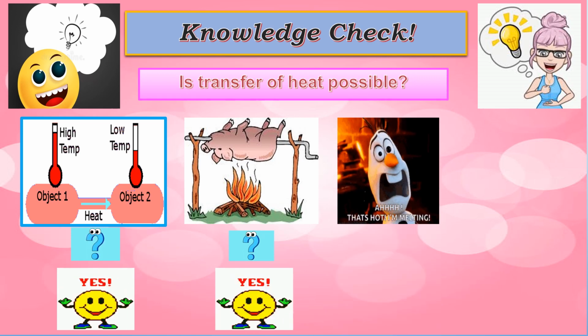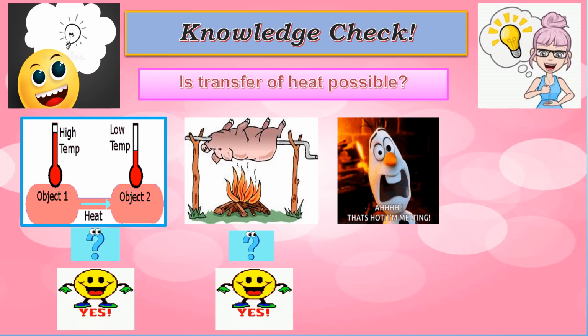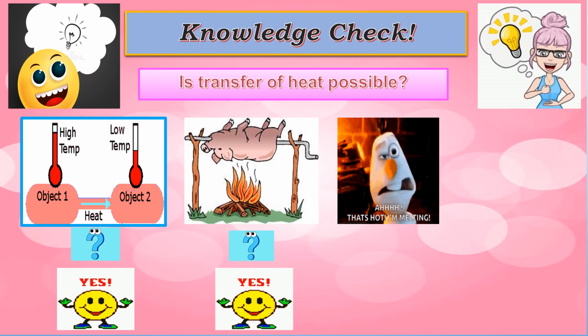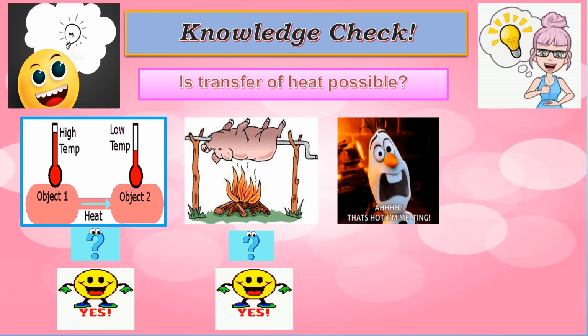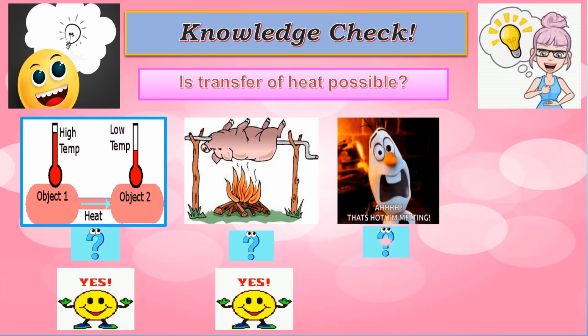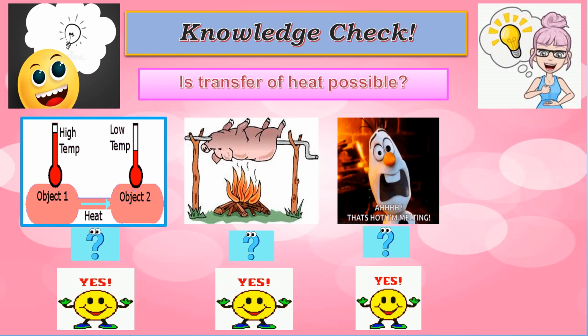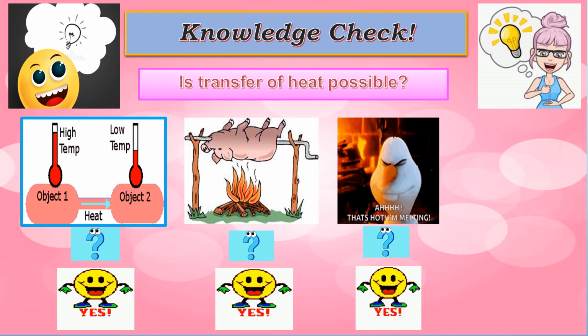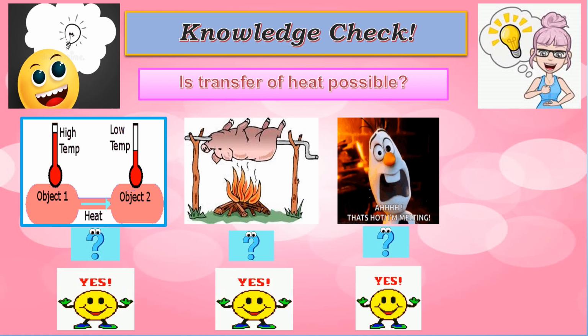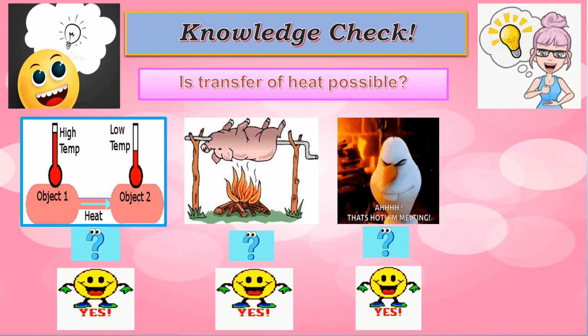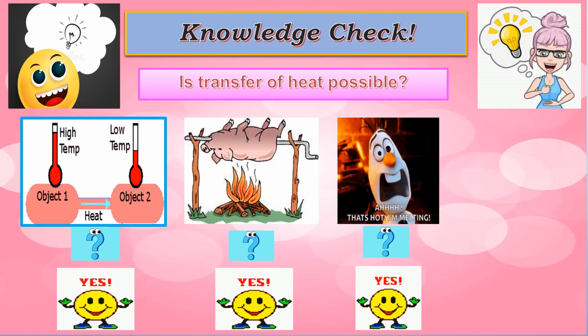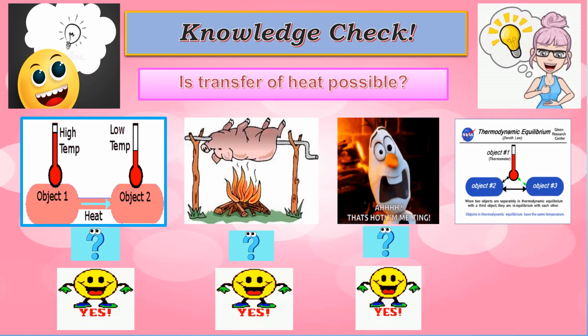Next, Olaf. What happens to Olaf when the temperature is too high? Is the transfer of heat possible? Olaf is melting. Is it yes or no? Our answer is yes. Olaf is ice, cold, lower in temperature. Then we have the fire, the fireplace here, which is hot. So heat will travel from the fireplace to Olaf, and then Olaf will melt.